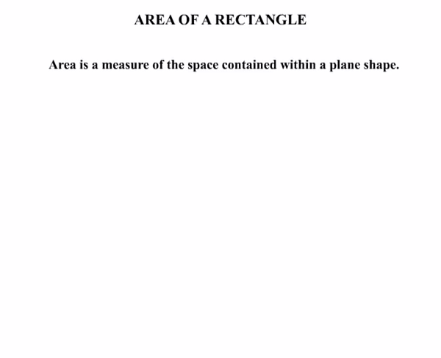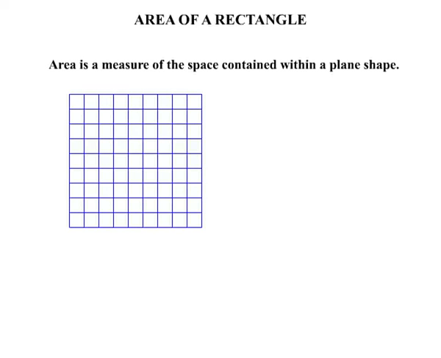Now in this lesson we're looking at the area of a rectangle. Firstly, what is area? Area is a measure of the space contained within a plane shape. Now let's consider this grid here, and that little square that's coloured in would represent 1 square unit. It would have an area of 1 square unit.